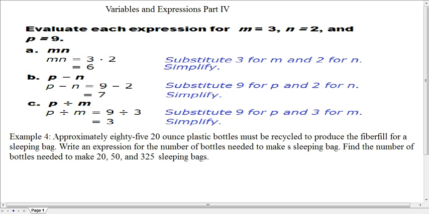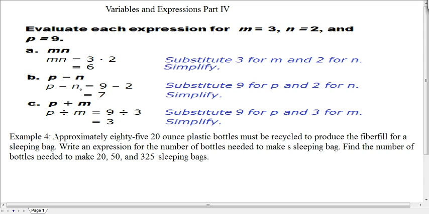So the very first problem, or should I say expression, that we had was m times n. So you want to substitute 3 for m and 2 for n. So now you're multiplying 3 times 2 and you should have gotten 6.